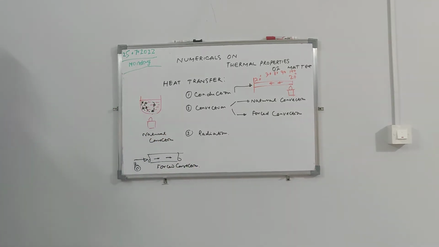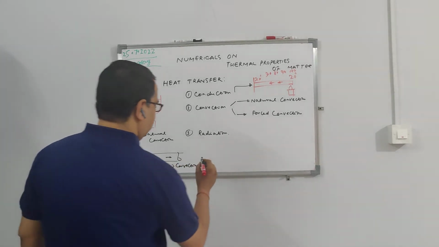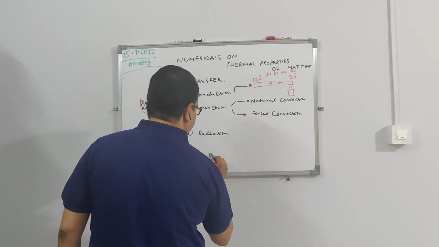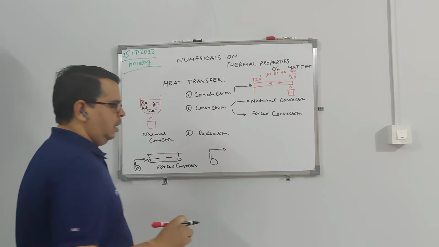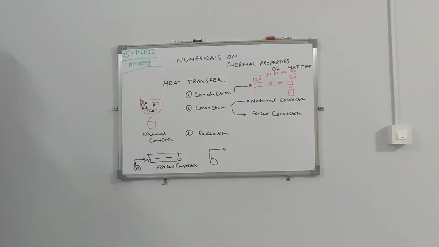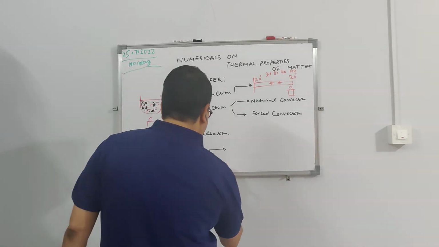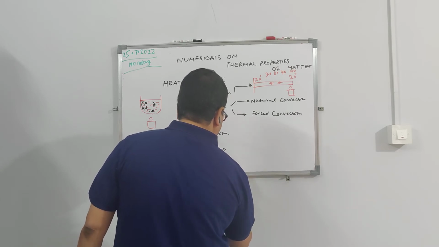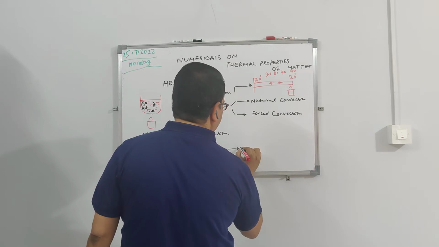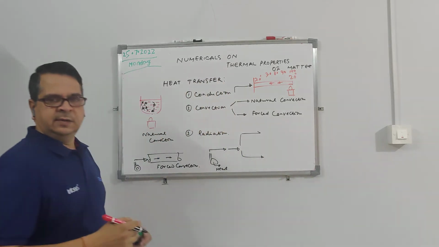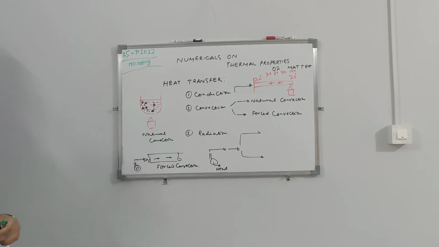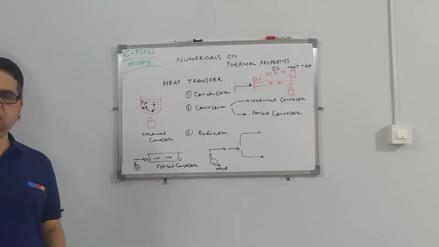Another example of forced convection is the circulatory system of the human body. Our heart is also a pump. It sends pressurized blood to different parts of our body. This flow of blood to different parts of the body, pressurized by the heart, is also an example of forced convection.